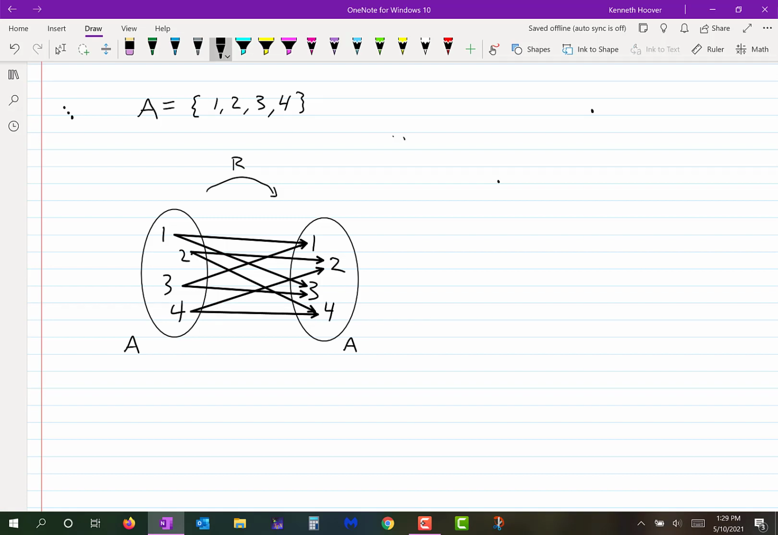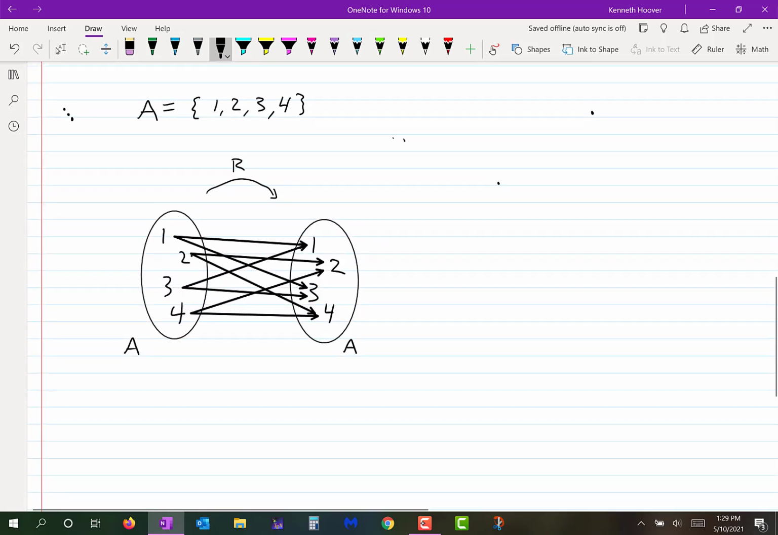Okay, so there's a few things I can write. I can write 1 is related to 1, and 1 is related to 3, and 2 is related to 2, and 2 is related to 4, and 3 is related to 1, and 3 is related to 3, and 4 is related to 2, and 4 is related to 4.